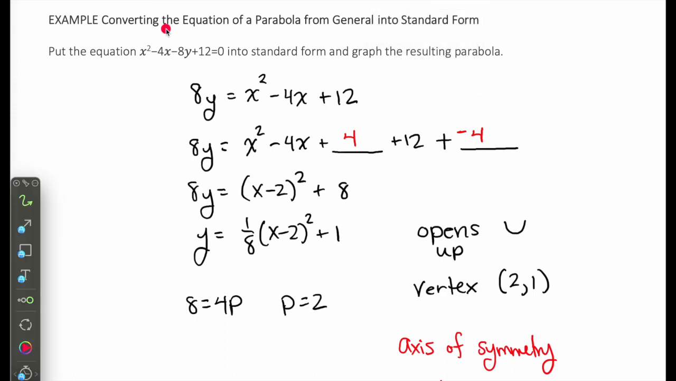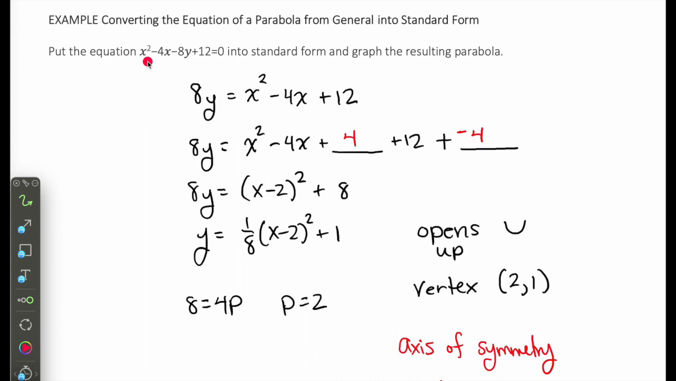Let's look at our first example. We're going to talk about putting an equation of a parabola from general into standard form. General form is when it's completely expanded. And standard form is when it's in what I call vertex form, when it's factored and you have your quantity squared where you can identify what your vertex is.